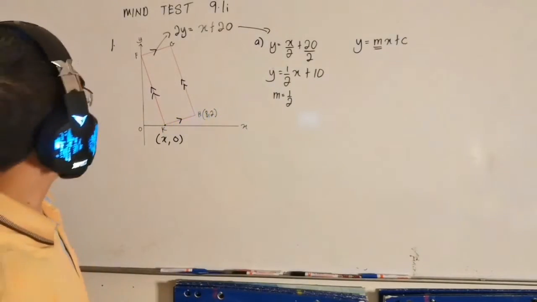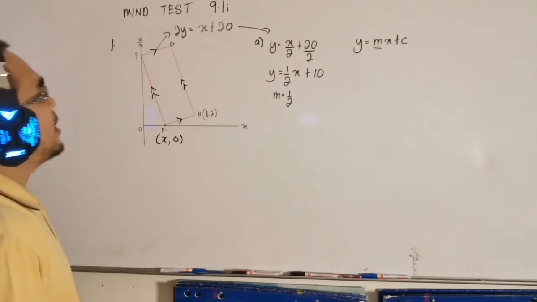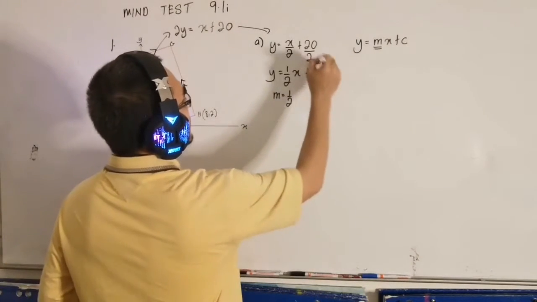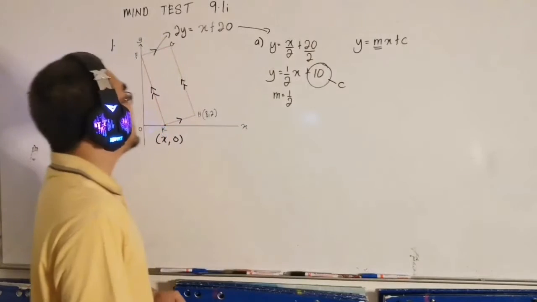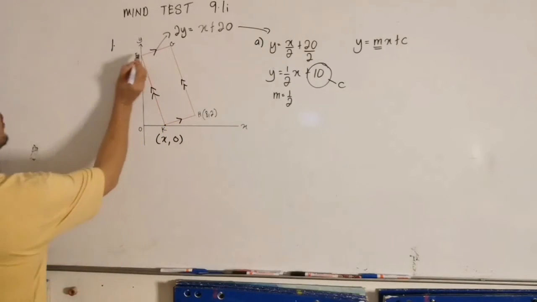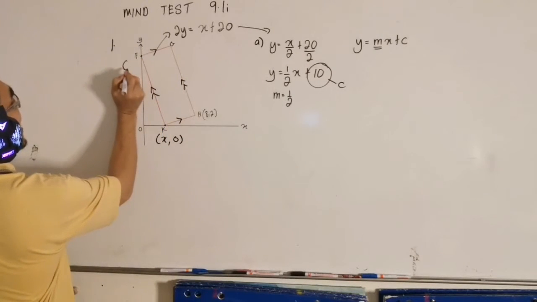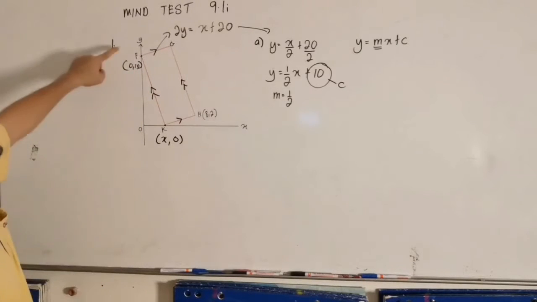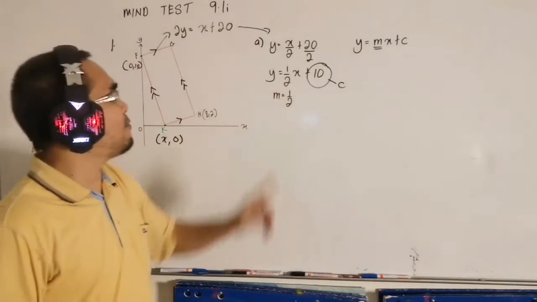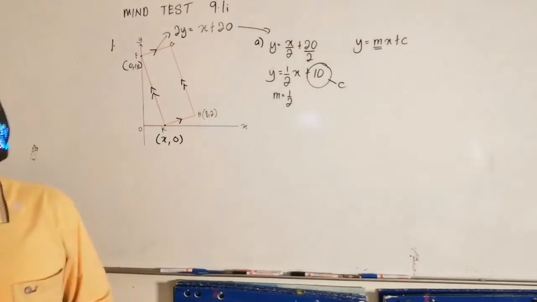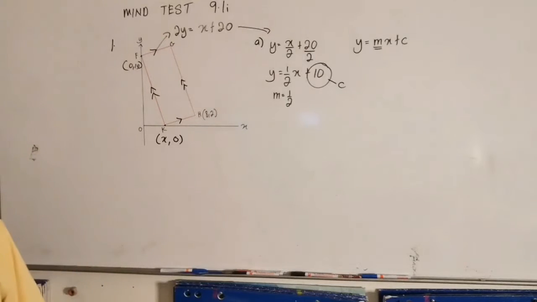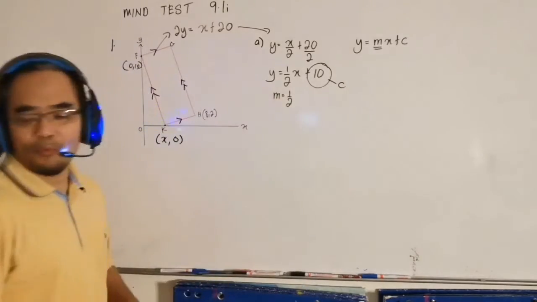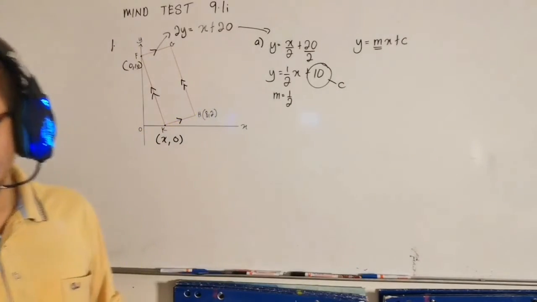Even though the question doesn't ask you, this is c, the y-intercept. For your info, I can pinpoint that F is (0, 10), so 10 is the value of c, even though it's not relevant to the question. So the answer for A is 1 over 2, the gradient of the straight line FG.